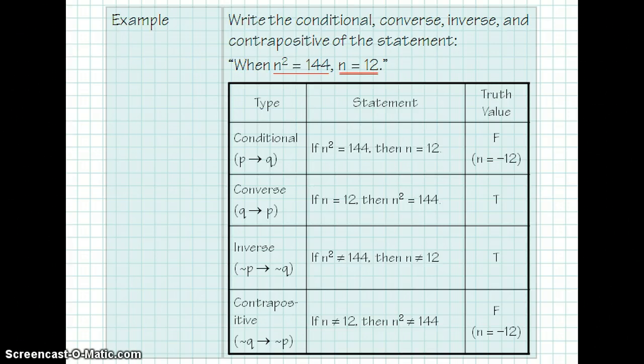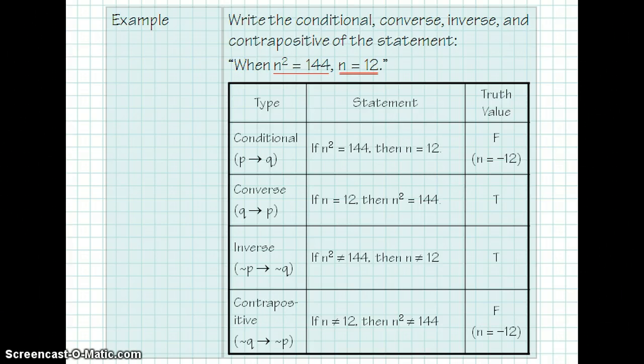Sometimes the negations are a little bit harder to wrap your mind around. Think about it: if n squared is not 144, that means it's some other number, and the square root of that other number could not be 12. That's what we're thinking here. Then finally, the contrapositive, we're going to flip and negate: if n does not equal 12, then n squared does not equal 144. Well, we can still have n squared equals 144 if n is equal to negative 12. So again, that's going to be a false statement.